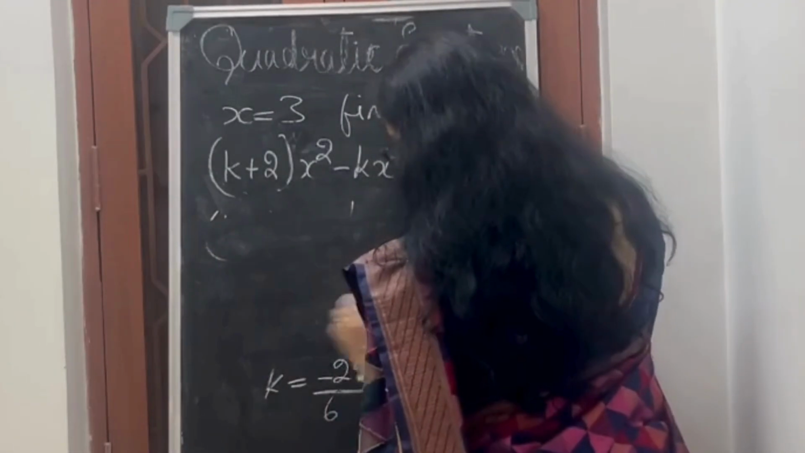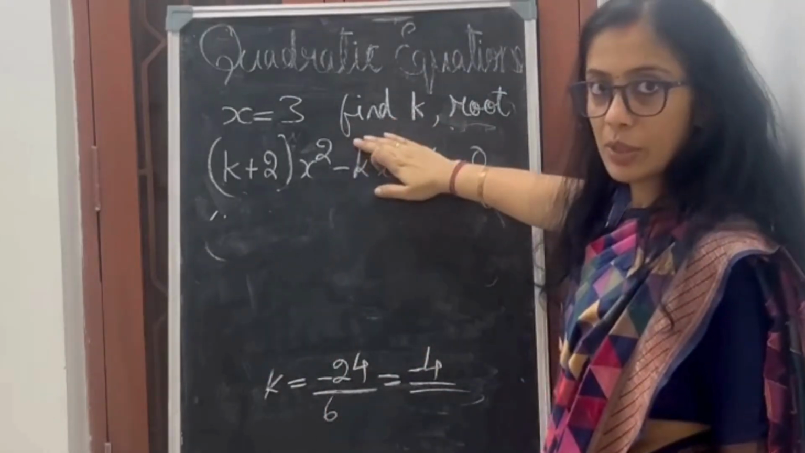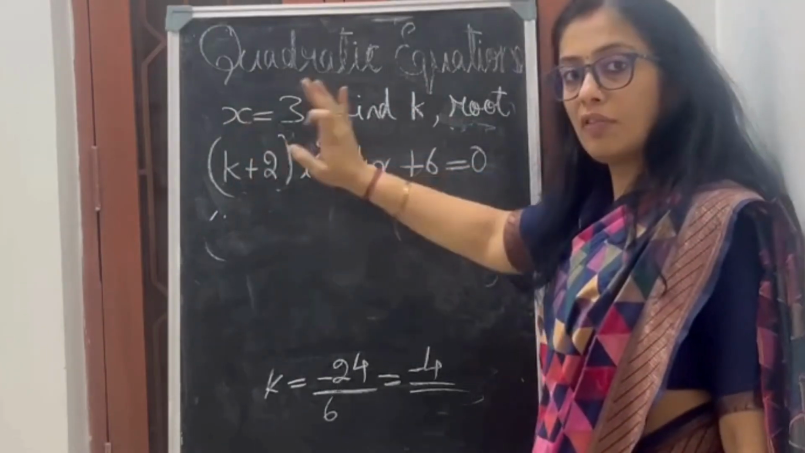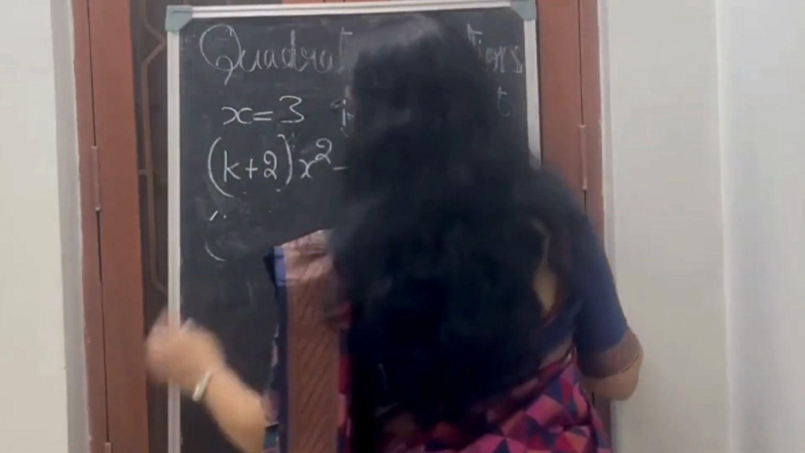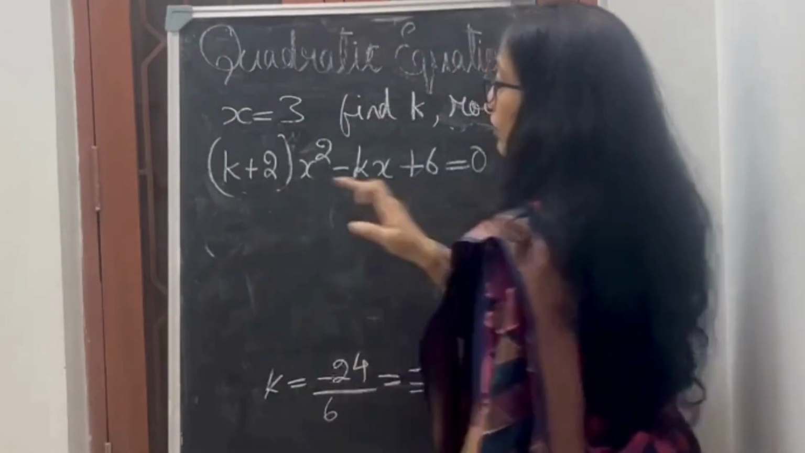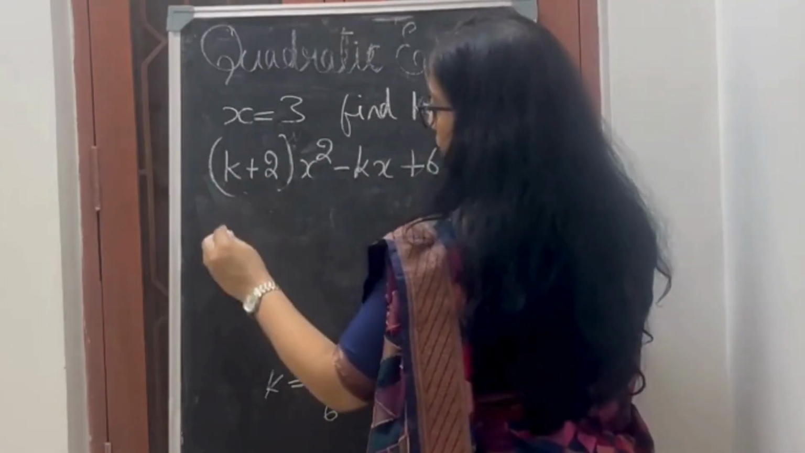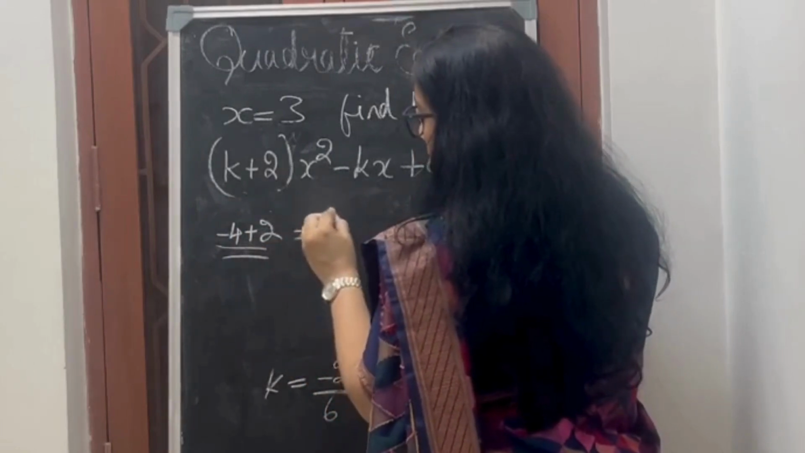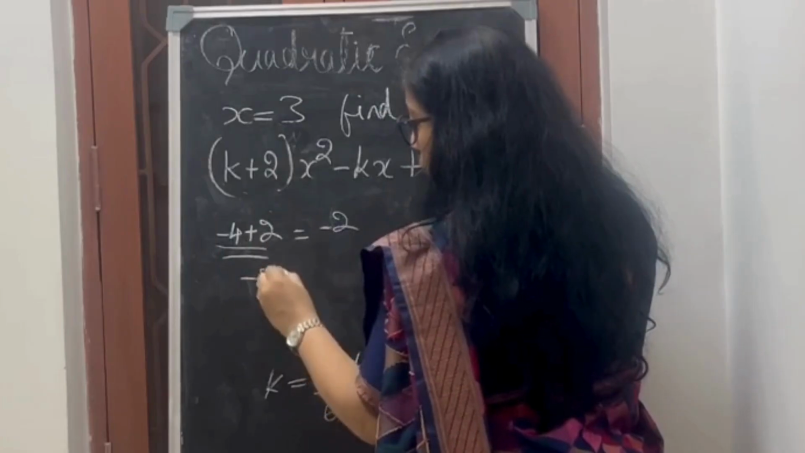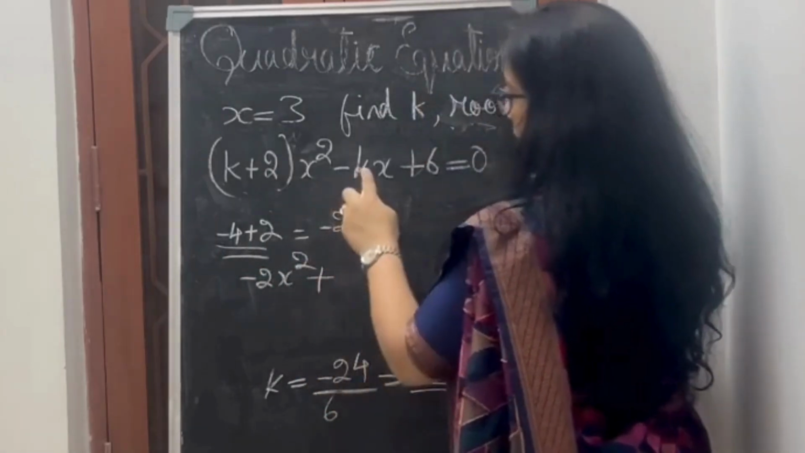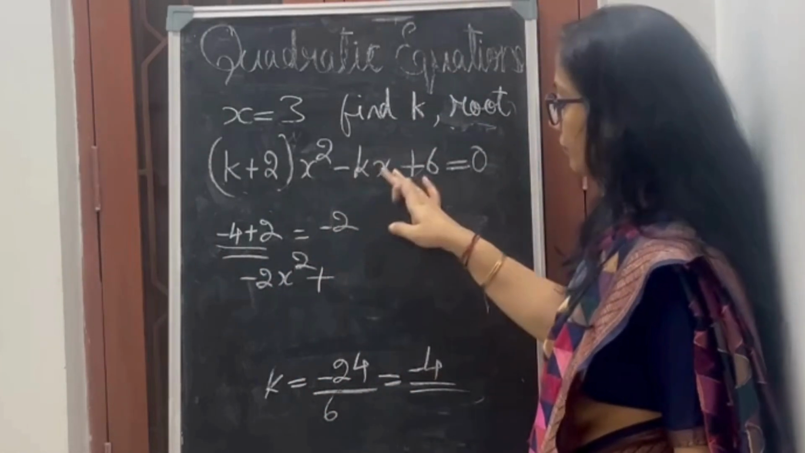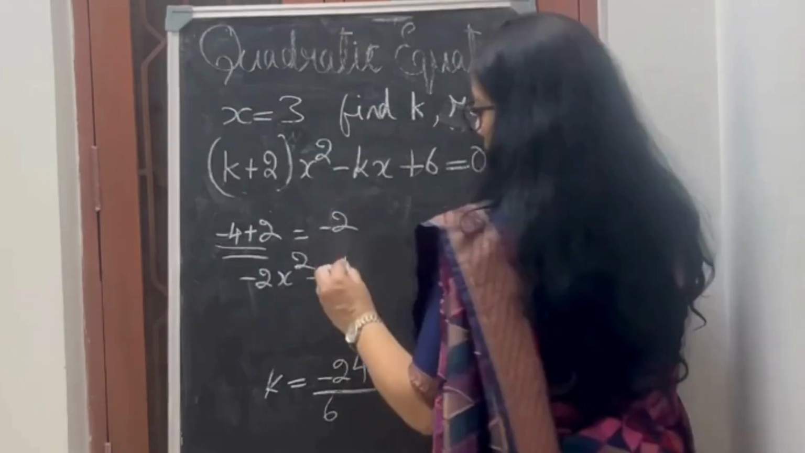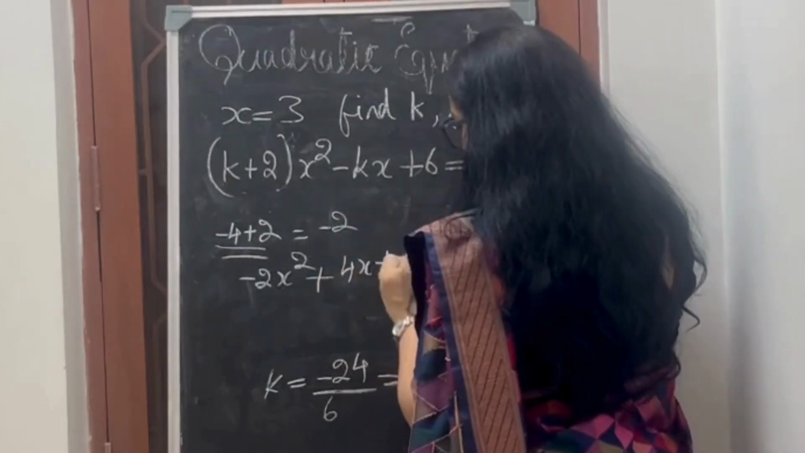Now, what did we get? We got the value of k. So the first sub question is solved. Now, the second sub question says, find the other root of x. For that I will now take k as minus 4. The first value is minus 4 plus 2, which is minus 2. So this is minus 2x square. Plus kx. What is k? Minus 4. Minus 4x, so minus into minus is plus 4x. Then plus 6 equals 0.